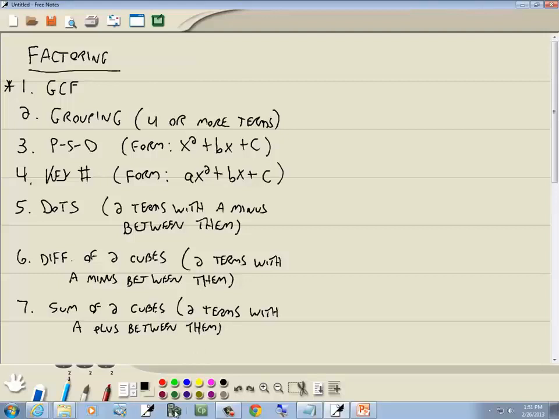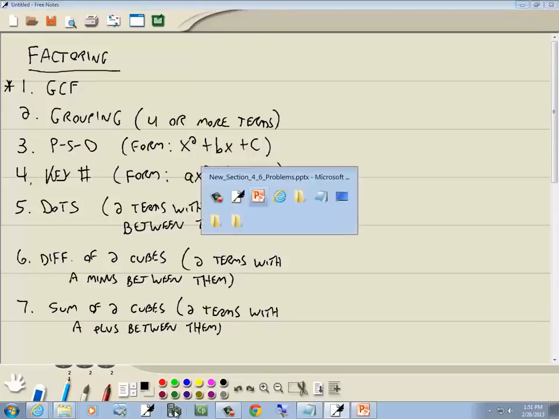There's actually an 8th one, the perfect square trinomial method. But with the perfect square trinomial method, you can do every one of those problems with the PSD and the key number. And you see them so seldom that they're not really worth the effort to learn that method.